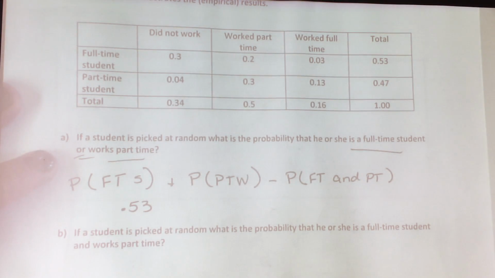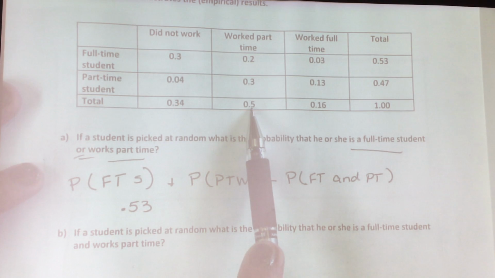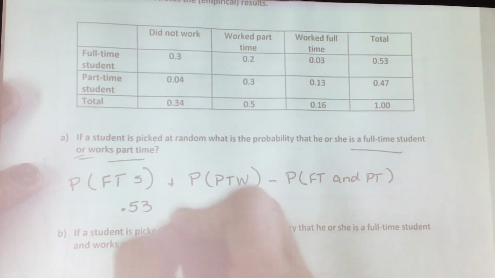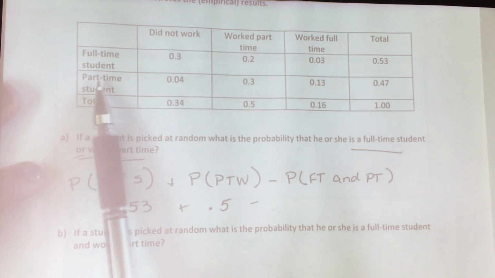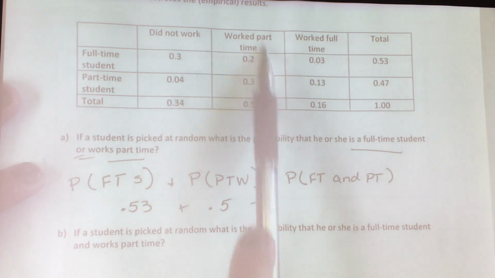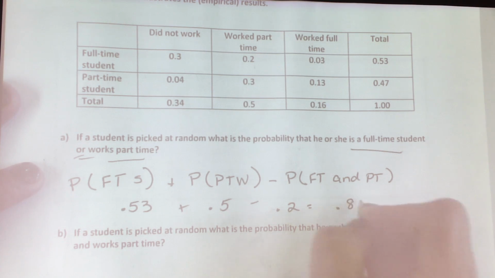plus the probability that she is part-time. Part-time is 0.5 right here, works part-time, 0.5, minus both is a full-time student and works part-time is right here. Full-time student works part-time. So minus 0.2, and that is equal to 0.83.